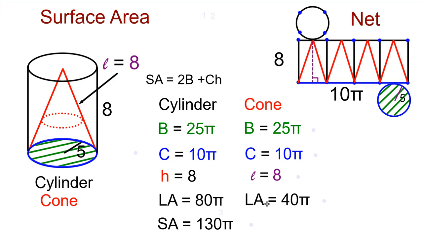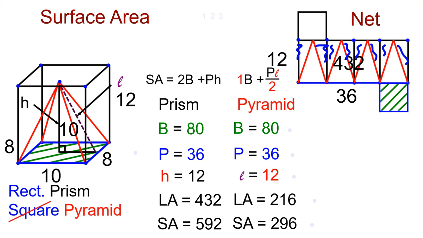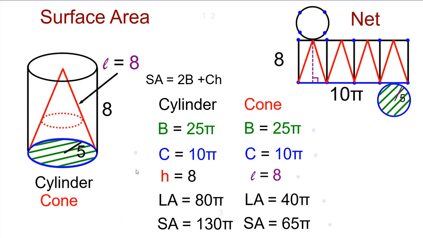Then the surface area, we just add the one base to it, which is 25 pi plus the 40 pi, which is 65 pi. Notice 65 pi is exactly half of 130 pi because it has the same relationship as we saw between the prism and the pyramid as we see now with the cylinder and the cone. So the formula is exactly the same, except it's half, right? So we have one base instead of 2 bases.